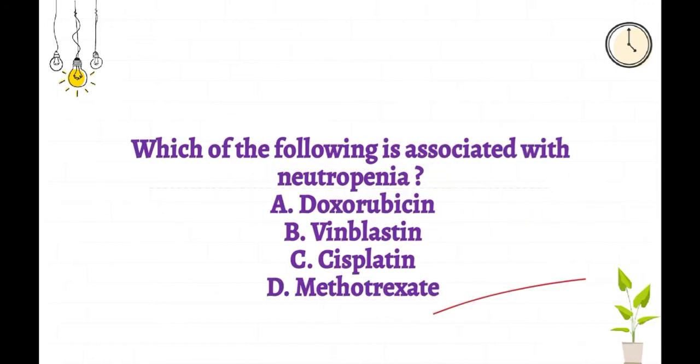Next question. Which of the following is associated with neutropenia? Neutropenia is much more common in case of chemotherapy. So which chemotherapeutic drug is responsible for neutropenia more among these options? Option A is doxorubicin. Option B, vincristine. Option C, cisplatin. Option D, methotrexate. Answer is methotrexate. Methotrexate, cyclophosphamide, these drugs are associated with severe neutropenia.